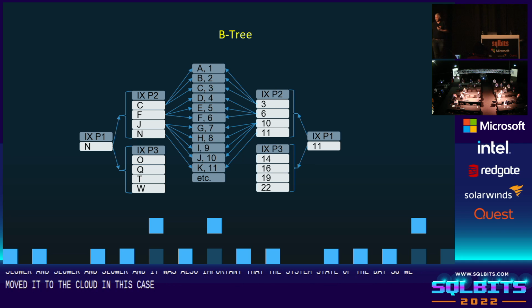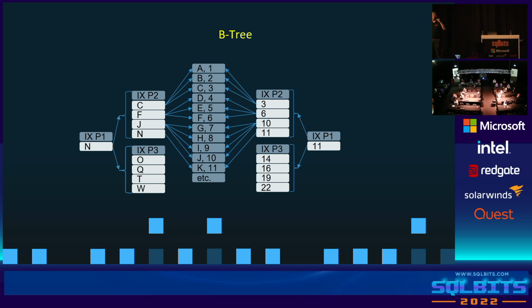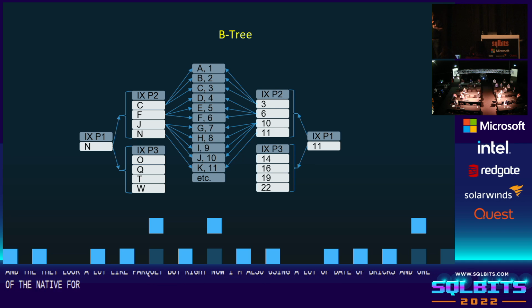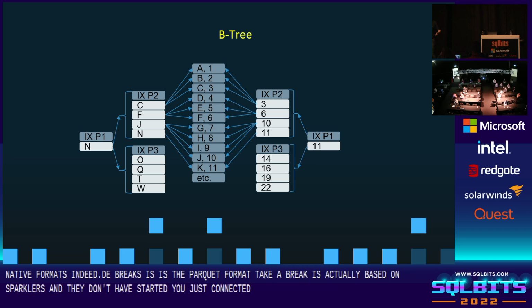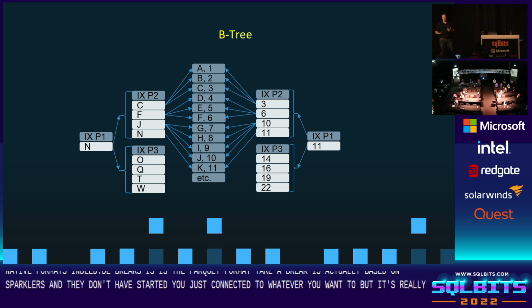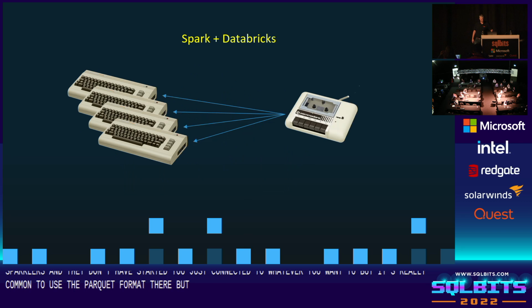In this case, Azure Data Warehouse, where you use column store indexes, and they look a lot like Parquet. But right now I'm also using a lot of Databricks, and one of the native formats in Databricks is the Parquet format. Databricks is actually based on Spark clusters, and they don't have storage. You just connect it to whatever you want to. But it's really common to use the Parquet format there. So that's how that works.